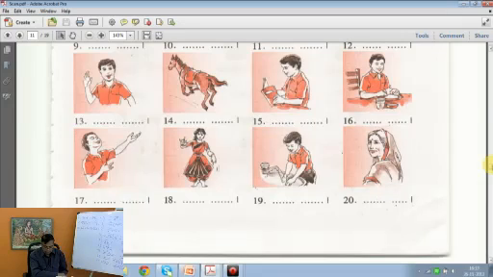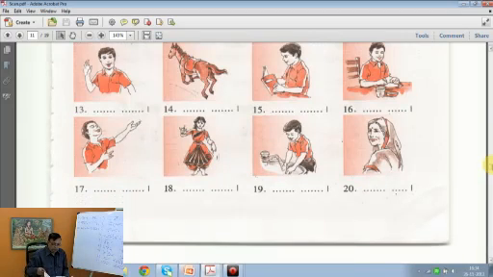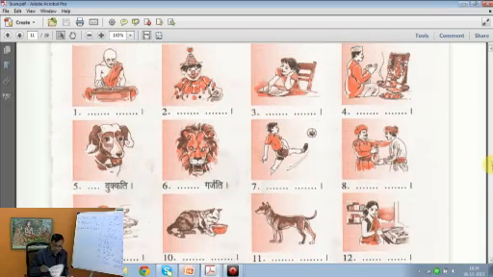Then a boy is washing. This was introduced earlier. Prakshalayati. Balakah prakshalayati. A big verb containing 5 letters. Prakshalayati. A boy is washing his hands. Then Vruddha is an old woman. Vruddha pashyati is watching. So this is also very challenging for the viewers to know.